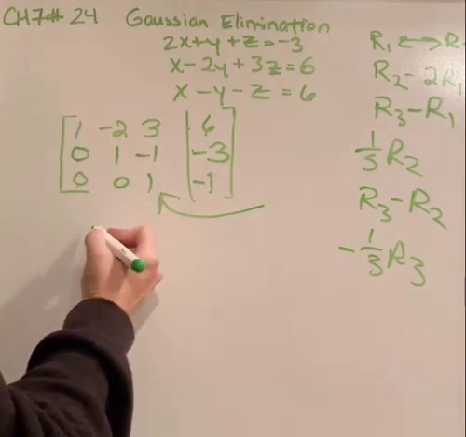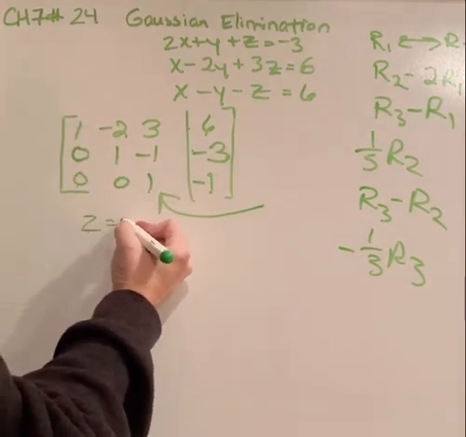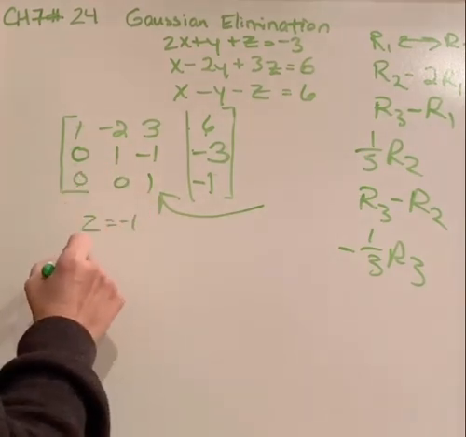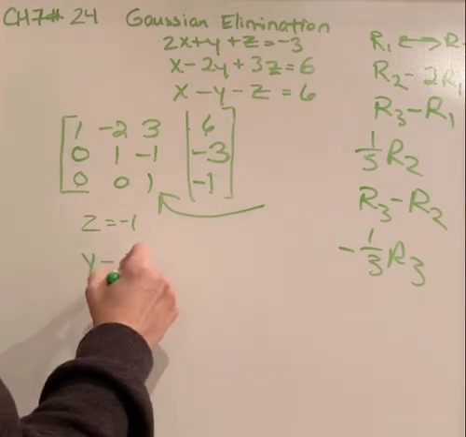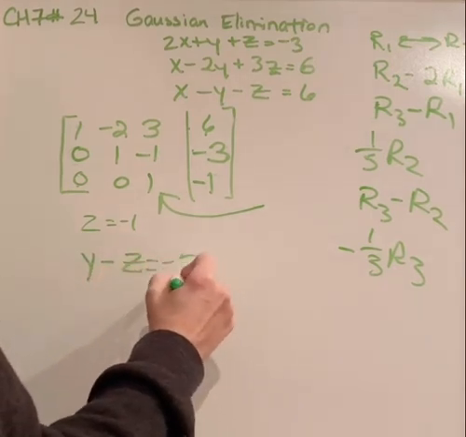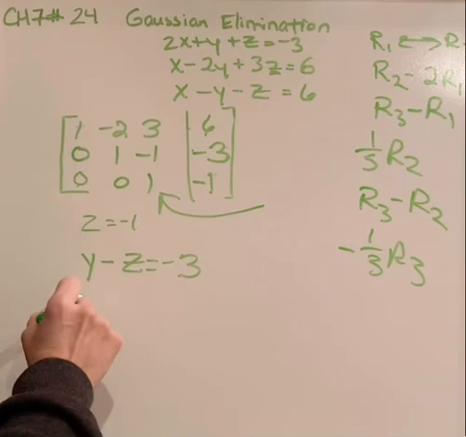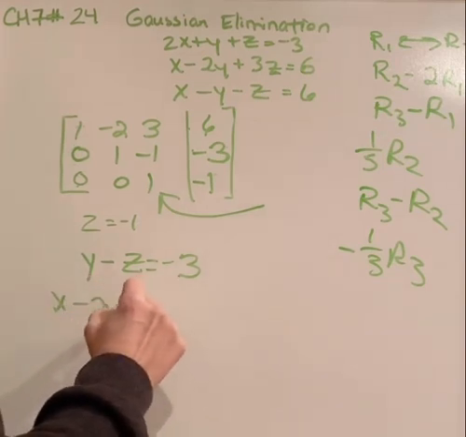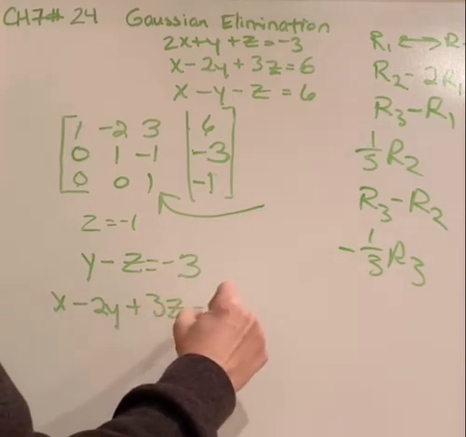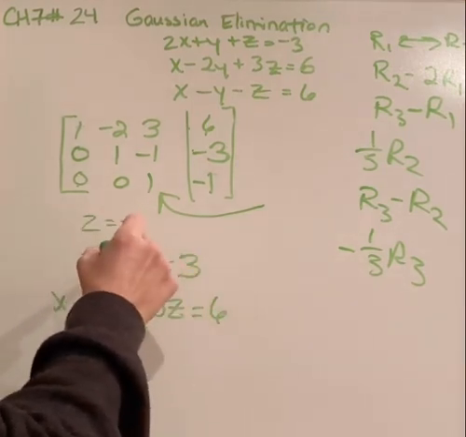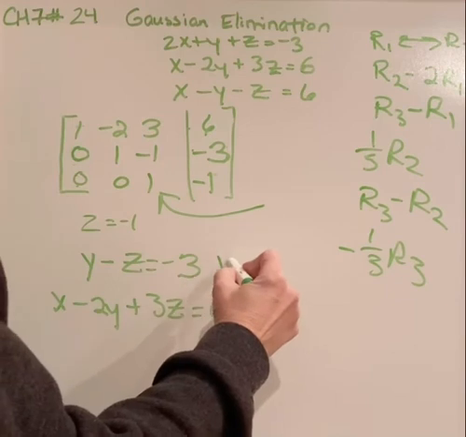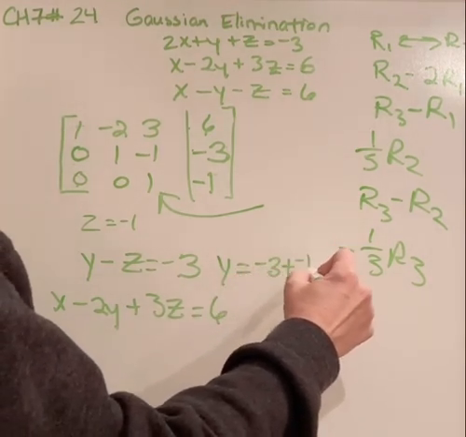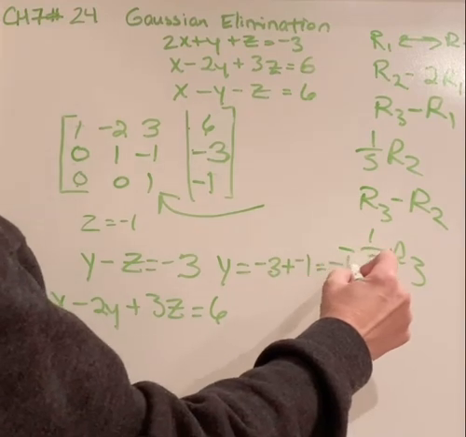So this is telling me that z equals -1. This next one is saying that y minus z equals -3. And the upper one is telling me that x minus 2y plus 3z equals 6. So I can just keep substituting. So y equals -3 plus z, which is -1, so that equals -4.